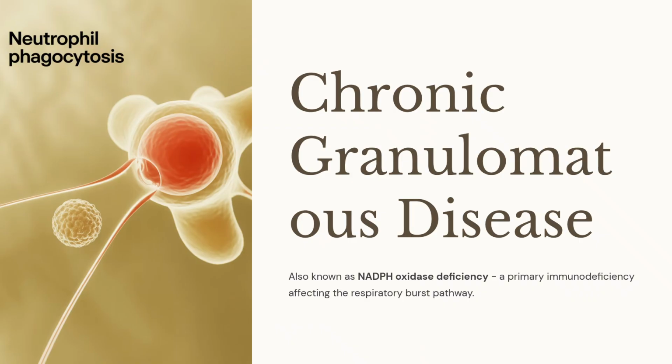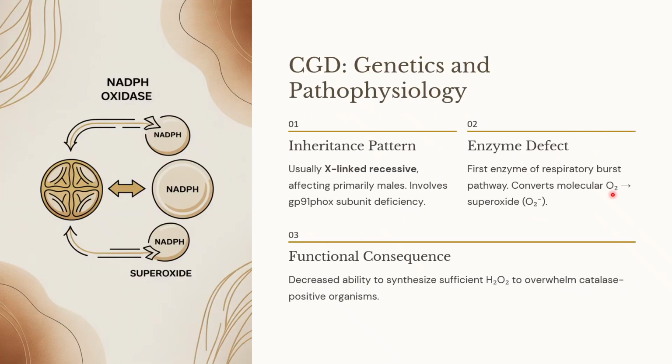Let's have a look at chronic granulomatous disease. In chronic granulomatous disease, there is an NADPH oxidase deficiency. What does this do? Oxygen is converted into a superoxide, that is O2 negative, by the NADPH oxidase. The superoxide can get converted to H2O2 by superoxide dismutase. So O2 gets converted to O2 negative by the NADPH oxidase.